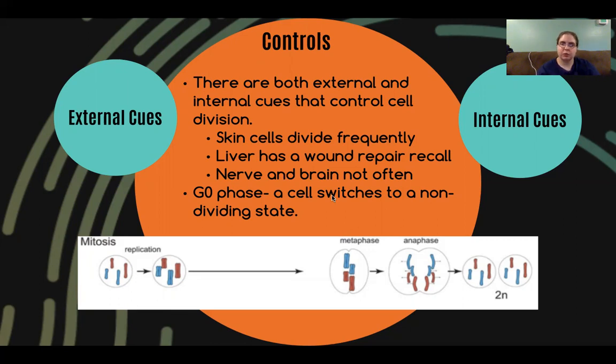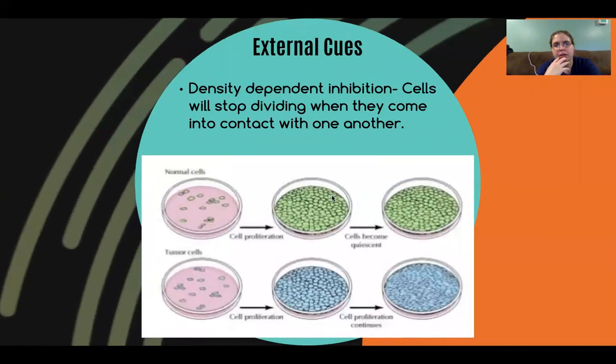G naught, so that's a G with a subscript of 0, stands for G naught. Your G naught phase is when a cell might switch to a non-dividing state. So it kind of takes itself out of the cell cycle for any number of reasons. But first, let's talk about the cues. Let's first talk about external cues. And the biggest one of these is density-dependent inhibition.